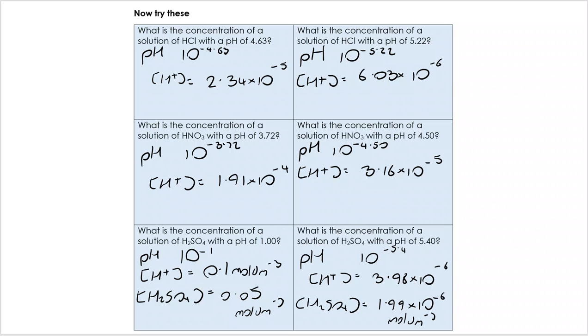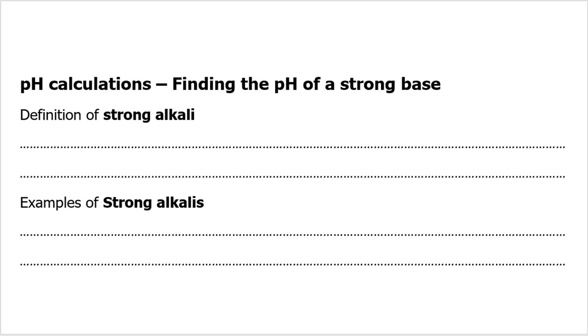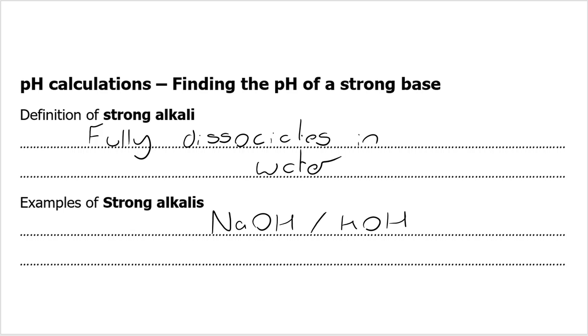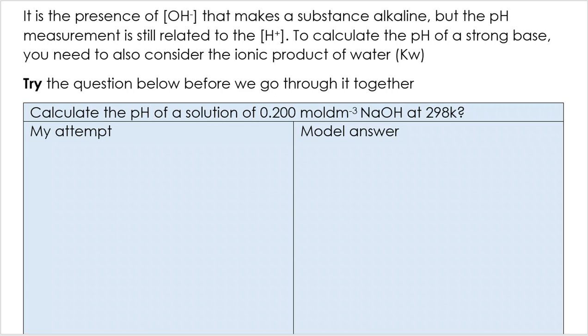We've got another new calculation, finding the pH of a strong base, but let's define what a strong alkali or strong base is. Well, it's very similar to what we saw with acids. They will fully dissociate in water. NaOH, every NaOH will break down into Na plus and OH minus ions. NaOH is the most common strong alkali, KOH also there as well. So with that in mind, I want you to have a go at working out the pH of 0.2 molar NaOH at 298K. And the fact you're given that temperature might actually be quite a good clue.